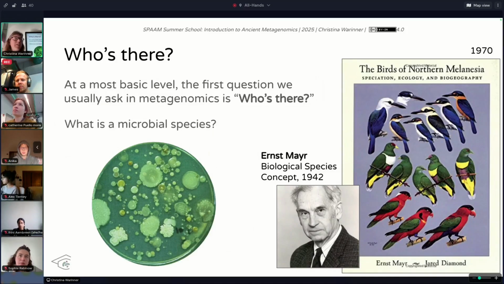So the modern species concept that we use in biology is largely based off of foundational work done by Ernst Mayr on the biological species concept, which he published in 1942. Now, he built this concept of the species off of his work on birds. So the biological species concept that we use in biology is based off of a taxon of birds that's quite different than microbes.